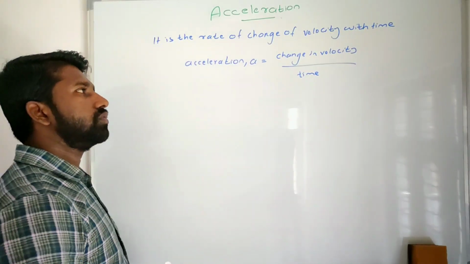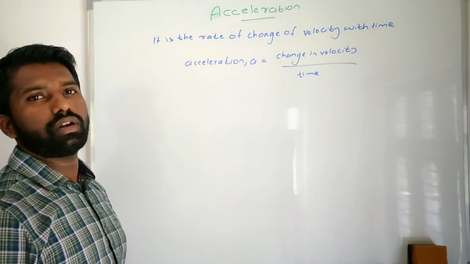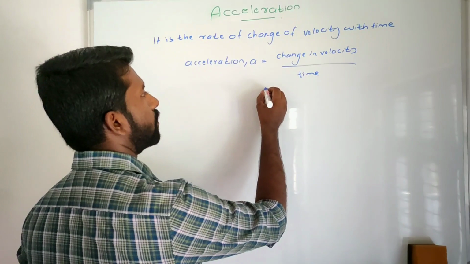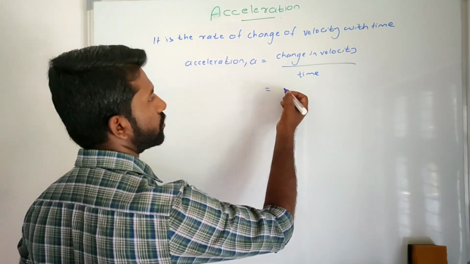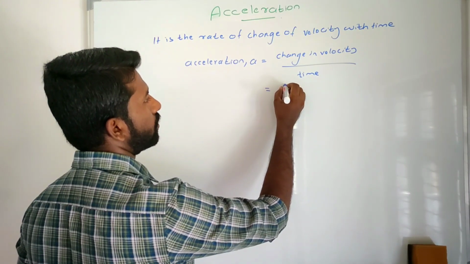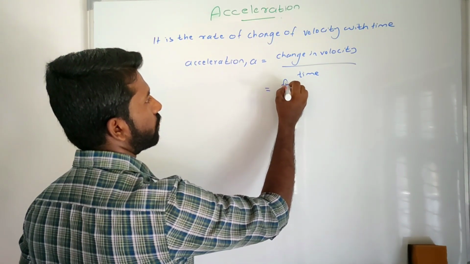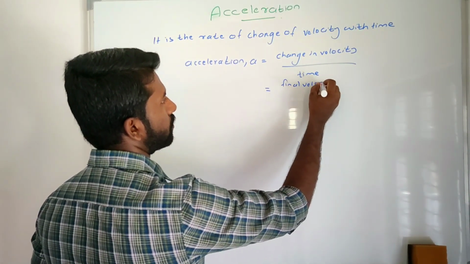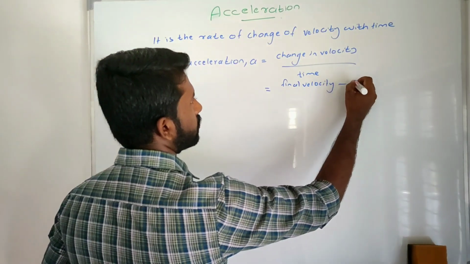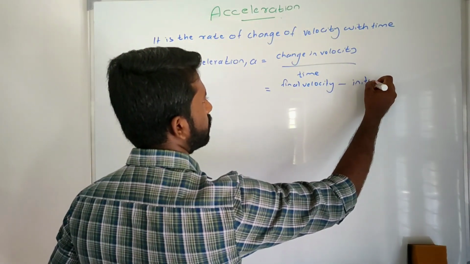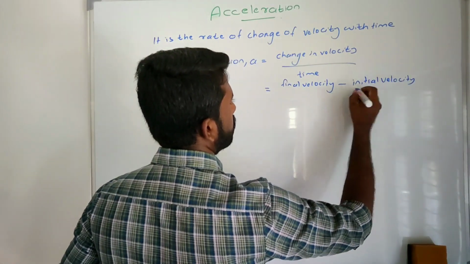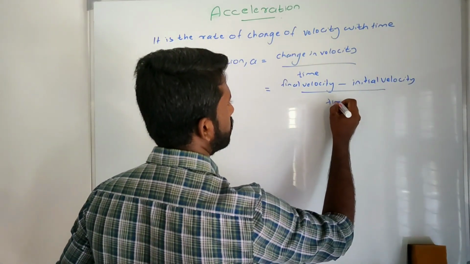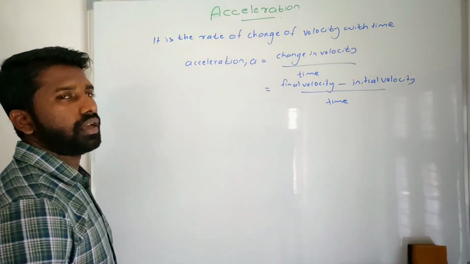Acceleration is equal to change in velocity divided by time. What is the change in velocity? Final velocity minus initial velocity. So acceleration is final velocity minus initial velocity, divided by time.